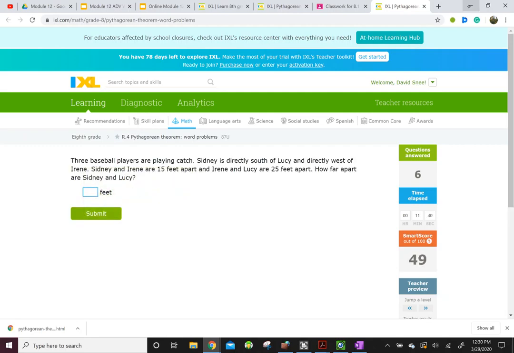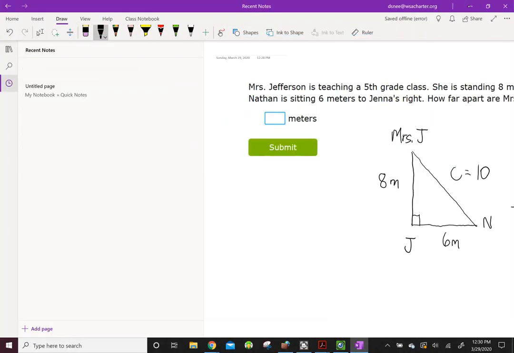Okay. 3 baseball players are playing catch. Sydney is directly south of Lucy and directly west of Irene. Sydney and Irene are 15 feet apart. Irene and Lucy are 25 feet apart. How far apart are Sydney and Lucy? I'm going to take a screenshot of this. I'm going to draw it out.